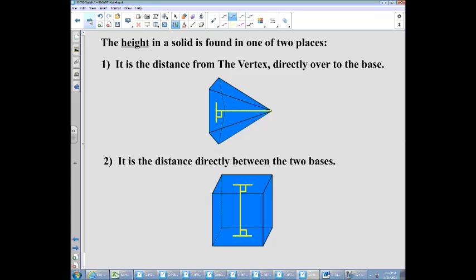We also came across a couple of measurements on this first day. The first one being height, and of course keep in mind that when it comes down to geometry, height does not often have anything to do with just being straight up and down. The height in a solid measures the distance from a base across to the vertex, or from a base across to the other base. And those measurements happen when the measurement is perpendicular to the base that you're measuring away from.